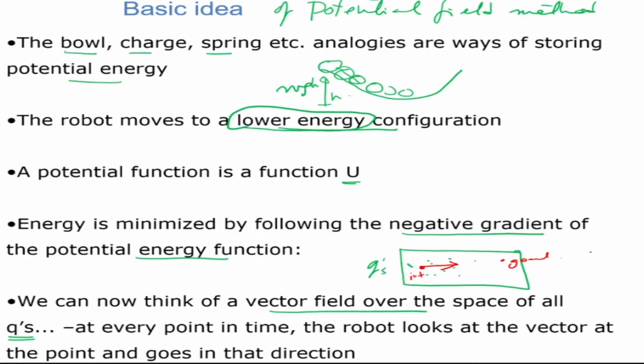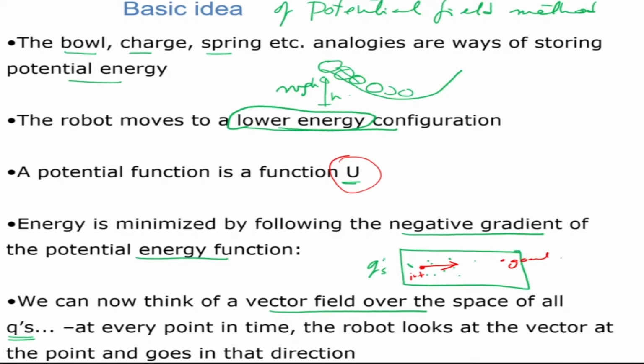There's an attractive potential there. So at every point, the robot looks at the vector at that point and goes in that direction. That is basically how the potential field method works. First, we define a potential function, and we take the negative gradient of the potential energy function. The robot looks at every point, looks at the potential there and goes in the negative direction, so that it is reducing the potential energy.